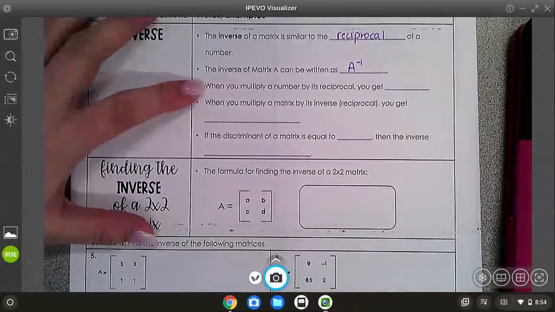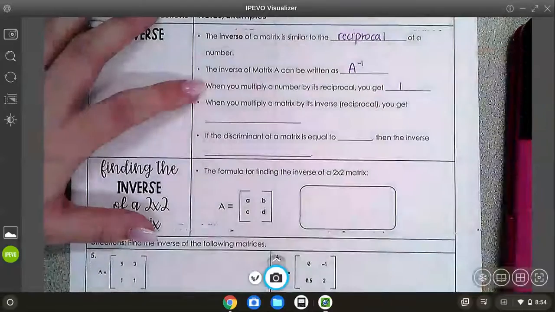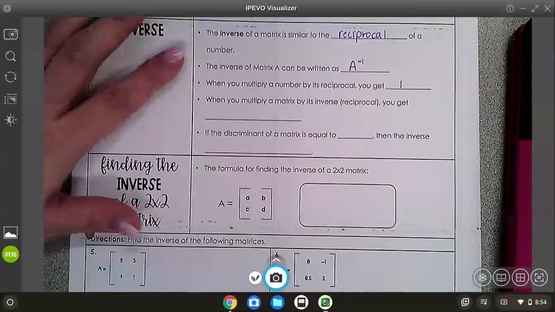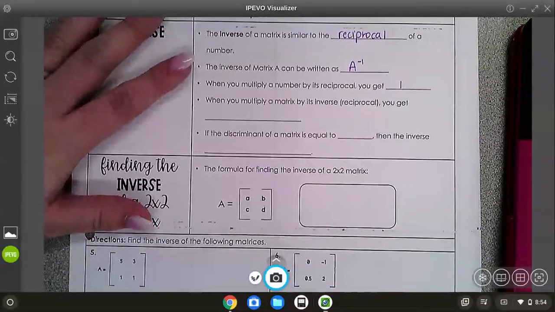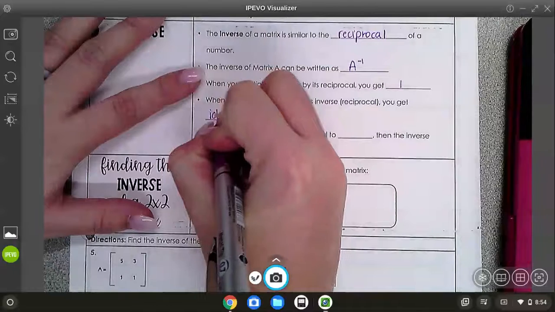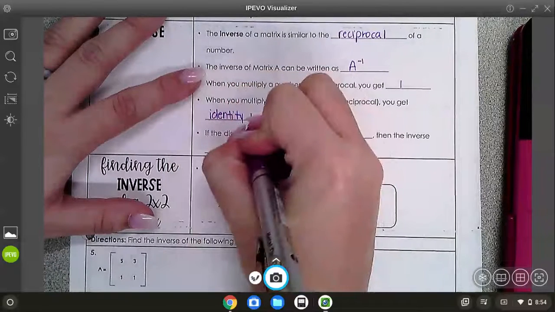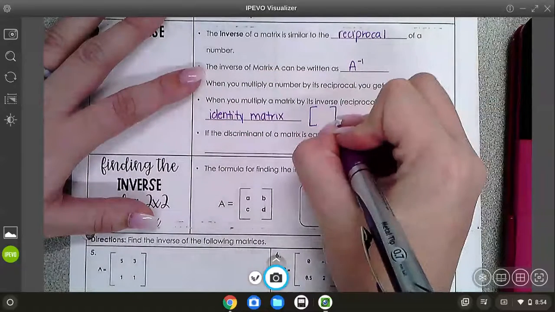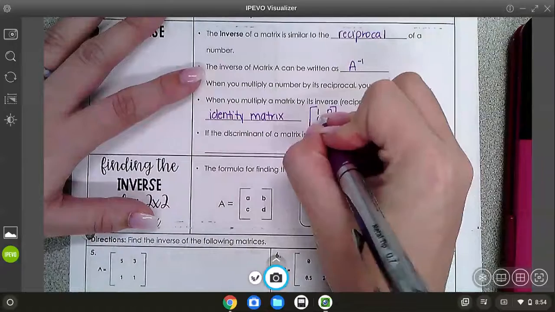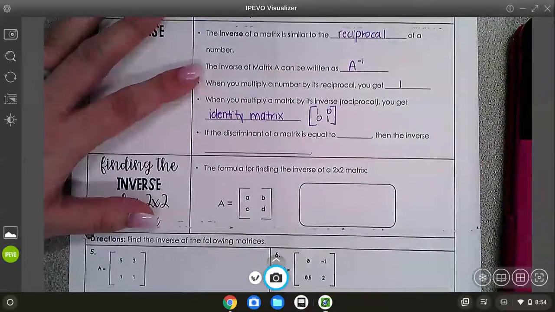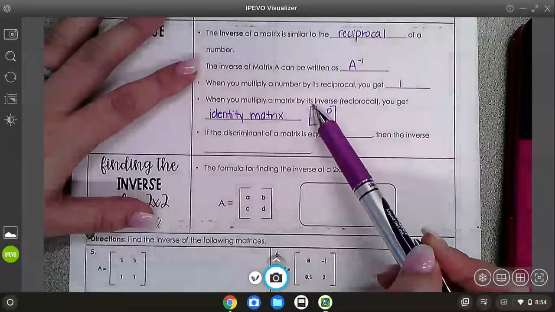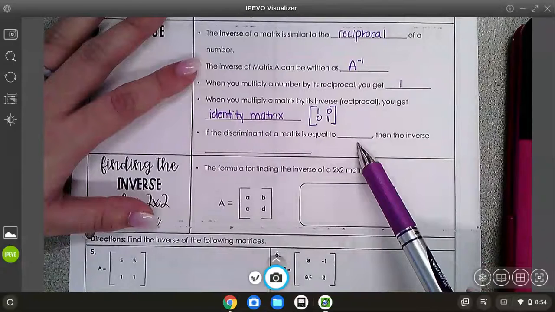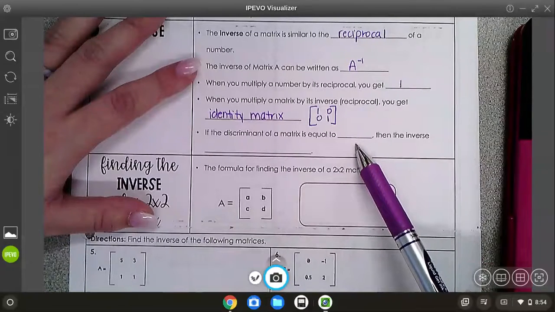When you multiply a number by its reciprocal, I said you get 1. But when you multiply a matrix by its inverse, you get what's called the identity matrix. And it looks like this. So it could be a 3 by 3, 4 by 4, all of the numbers going down this diagonal are going to be 1s. Everything else is a 0.